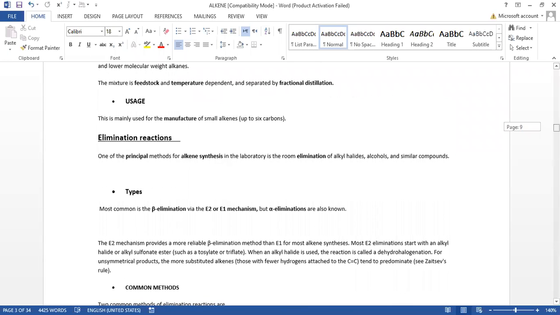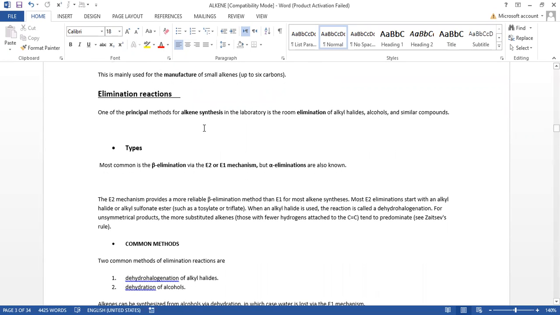Now I'm going to talk about the elimination reaction. For alkene synthesis, the principal method is elimination of alkyl halides, alcohols, and similar compounds like these. This is done through beta elimination, which is of two types, the E1 mechanism or the E2 mechanism. Alpha elimination is also known, but it is very rare in alkenes.